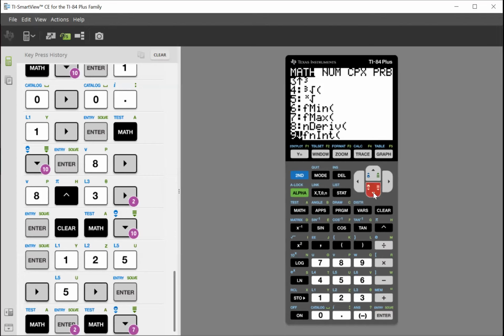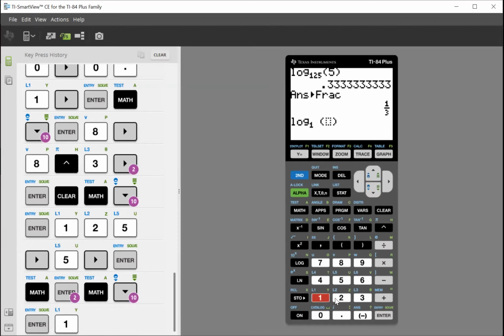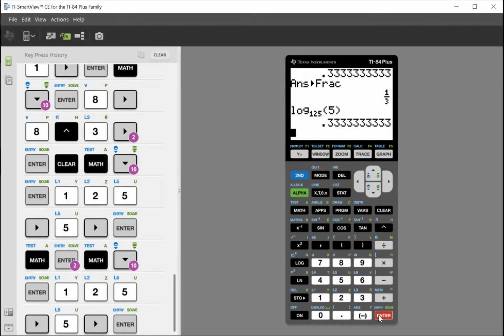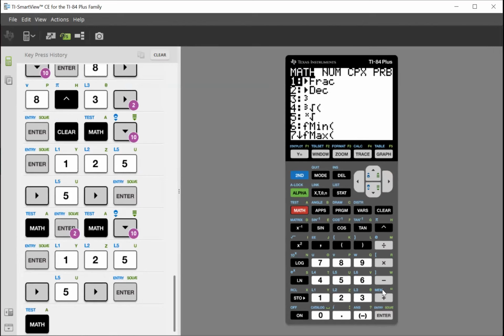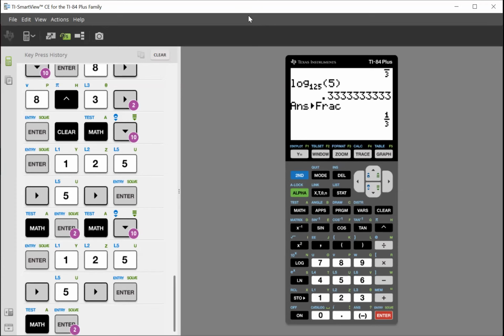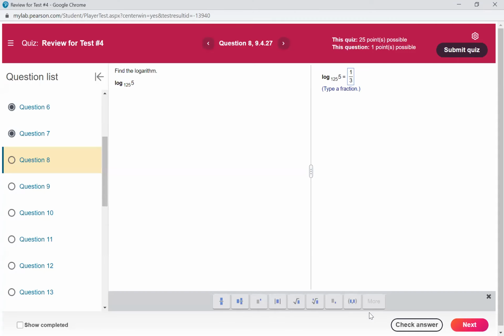Okay, so let me go punch that in. I'm gonna put my 125 here, arrow right and put in my 5. Now enter. So you're getting 0.33333. So what we got to do is hit the math button again, and then hit enter twice. Got it. Okay, I got it. So you had almost the same problem as me then. Yes.